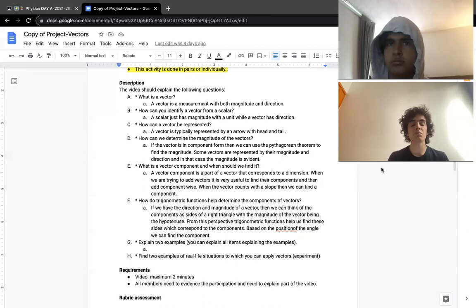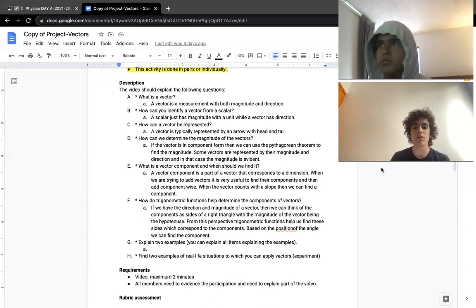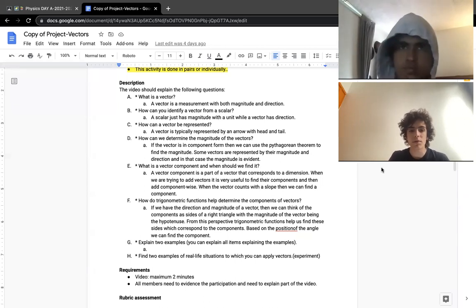So how do trigonometric functions help determine the components of vectors? If we have the direction and magnitude of a vector, then we can think of the components as sides of a right triangle with the magnitude of the vector being the hypotenuse. From this perspective, trigonometric functions help us find these sides, which correspond to the components. Based on the position of the angle, we can find the component.